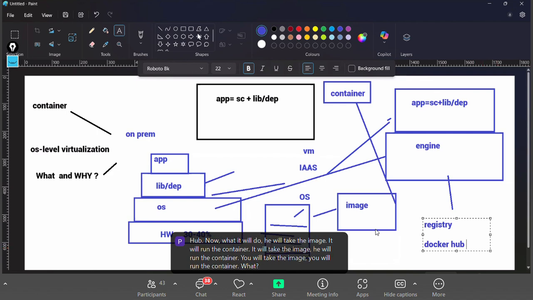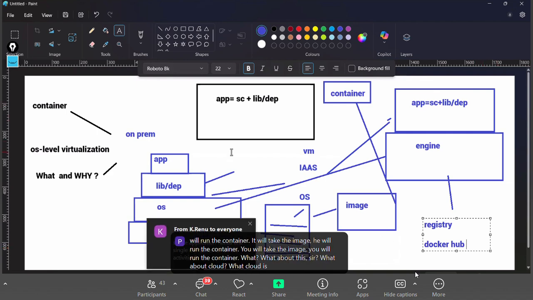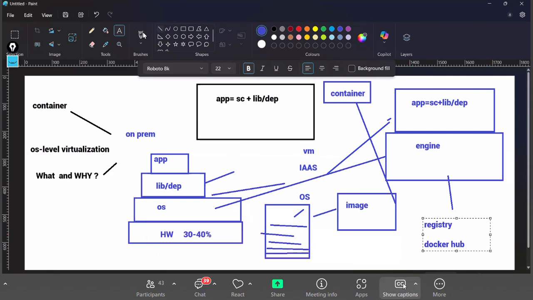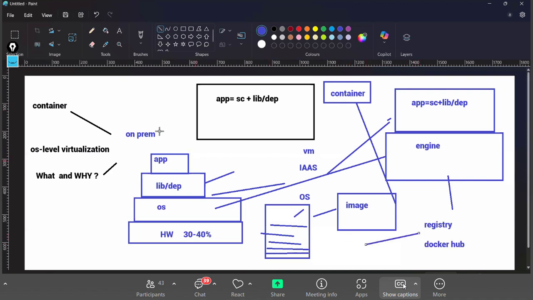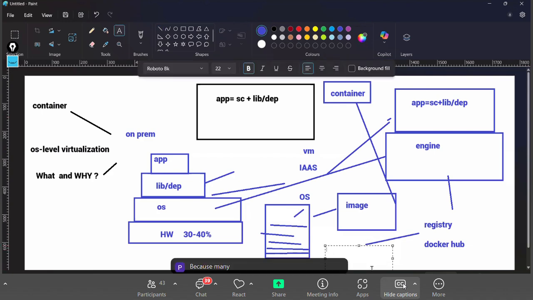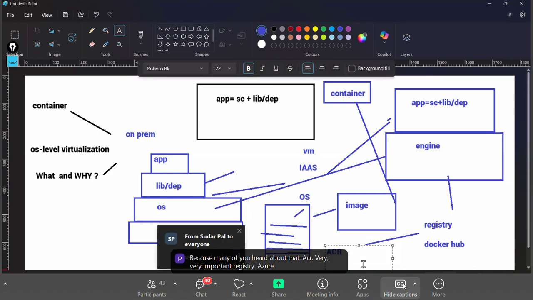What about the cloud, sir? What is the cloud doing? The cloud is doing the same, right? Does the cloud have a registry? Yes, the cloud has an official registry. What is that called? I think many of you will be happy because many of you have heard about it. ACR, a very, very important registry. Azure Container Registry, and ECR, Elastic Container Registry from AWS.